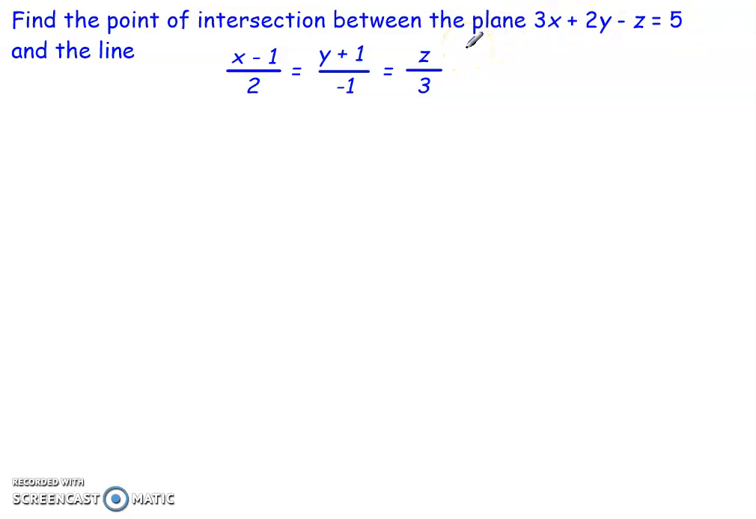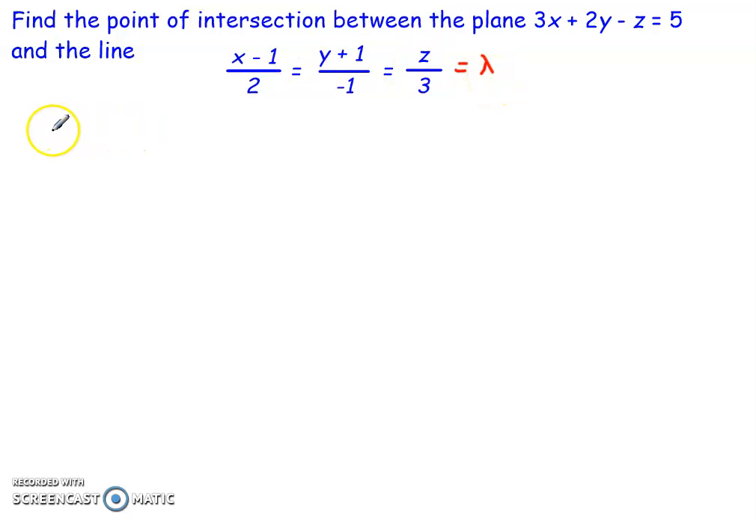So the first question, point of intersection between the plane given by 3x plus 2y minus z is 5 and this line here. Remember, to solve it, first thing we do is rearrange our equation of a line to be a parametric form. Then we substitute into the equation of the plane. Then we solve that for the parameter value. And then we substitute back in to the parametric equation of the line to get the x, y, and z part of the coordinate. So what I've got to do is set all three of these equal to lambda, and this is going to be my parameter value here.